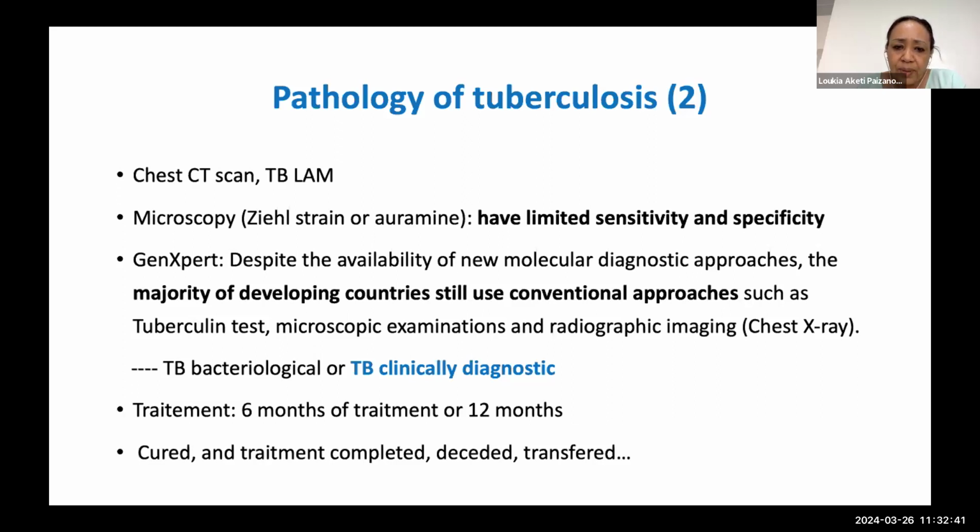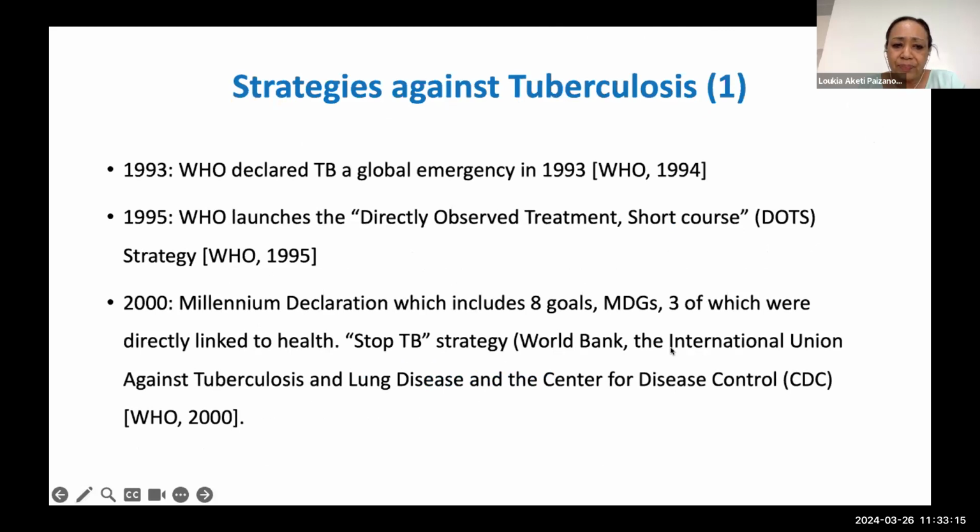We have the microscopy, but the sensitivity and the specificity are not very high. We have molecular diagnosis with GeneXpert, that is good, but the problem is that the majority of developing countries are not using this approach everywhere. And the treatment is still long, so all of these problems make tuberculosis a big and difficult problem to resolve. That's why the WHO made some strategies.